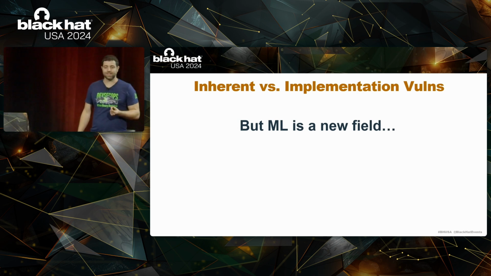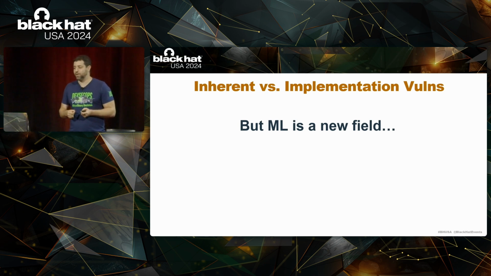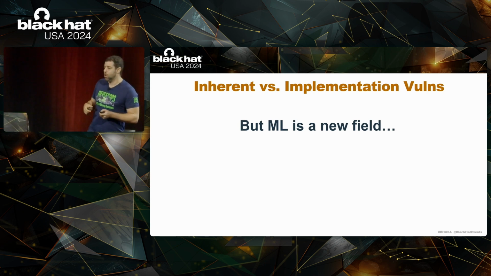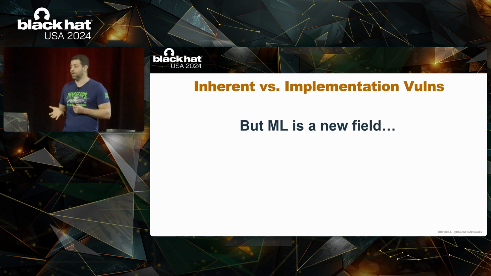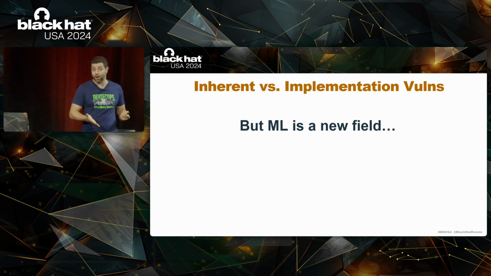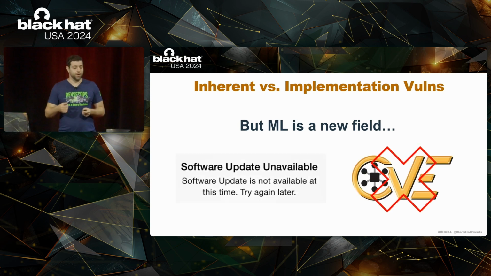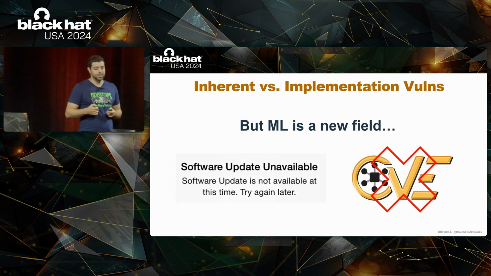So the problem is that machine learning is a new field. So Python, OK, we're all seasoned, we know about it. But machine learning is a new field. So this raises the question, which of these inherent vulnerabilities are out there which we might not know about, right? So inherent vulnerabilities are scary because there's no CVEs, there's no software patches. Either we know about them or we don't.